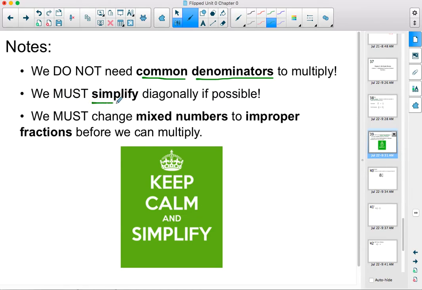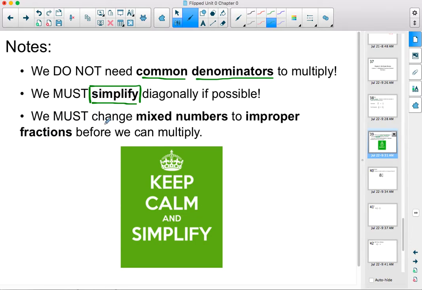Next note, we must simplify diagonally if possible. Okay, we are going to really focus on this idea in 7th grade. If we can simplify before we multiply, that's going to make our problem easier in the long run. So definitely be on the lookout for this.